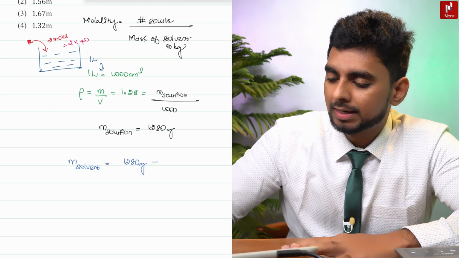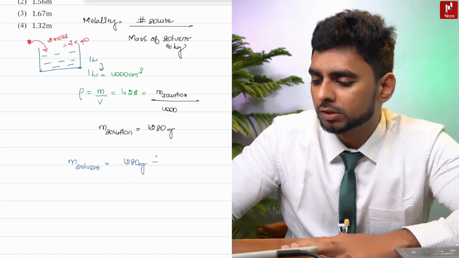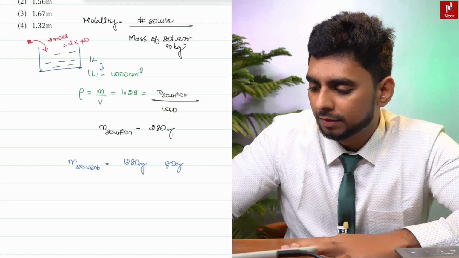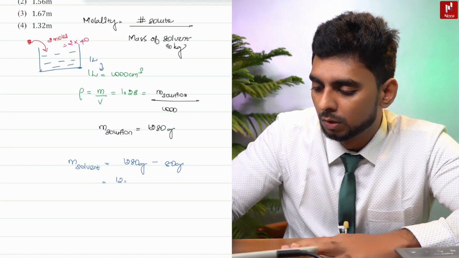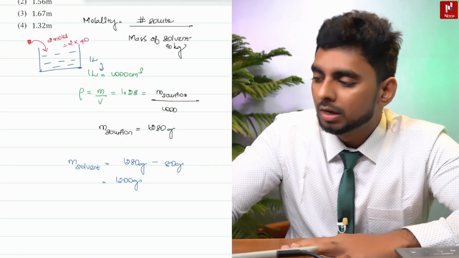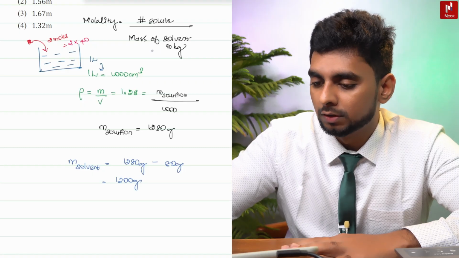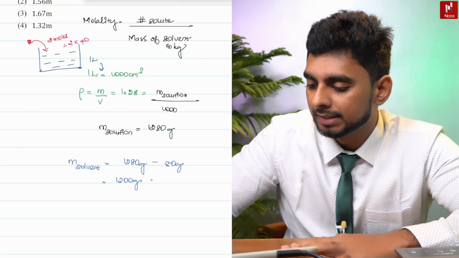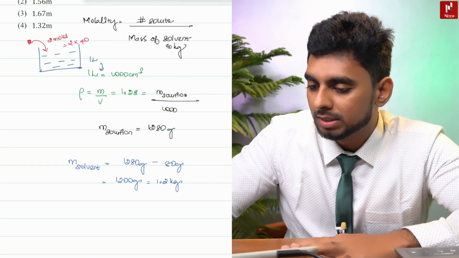Next, I can subtract the mass of the solute from the mass of the solution. So that will be 80 gram. If I substitute that, I'll end up getting the mass of the solvent to be 1200 gram. Now I have got the mass of the solvent in terms of gram. Next, I'll have to convert it to kg to get the molality, isn't it? So it should be 1.2 kg. Fine, so this stuff is done.